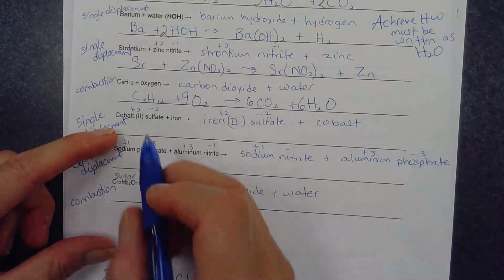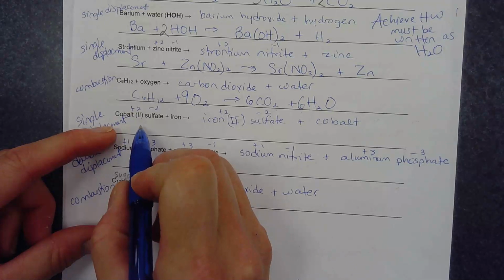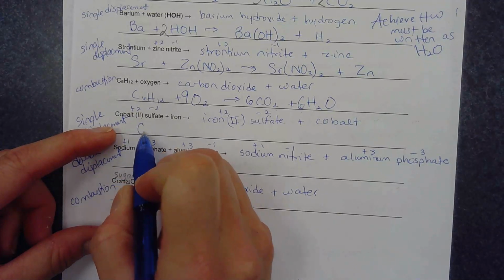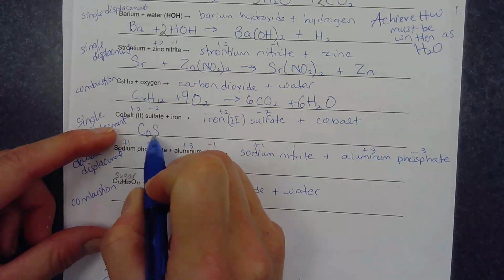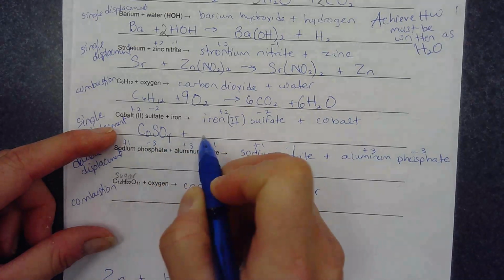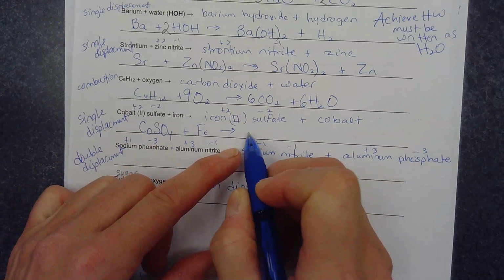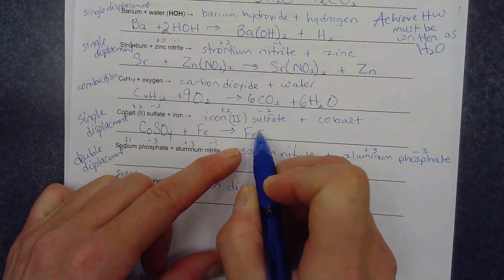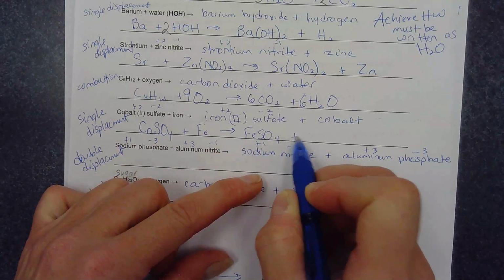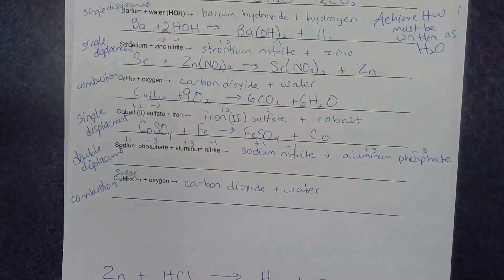All right, so formula for cobalt 2 sulfate. CoSO4, good, plus Fe yields FeSO4, very good, plus Co. And again, the beautiful thing is because everything had the same charge, it's balanced. That makes sense? All right.